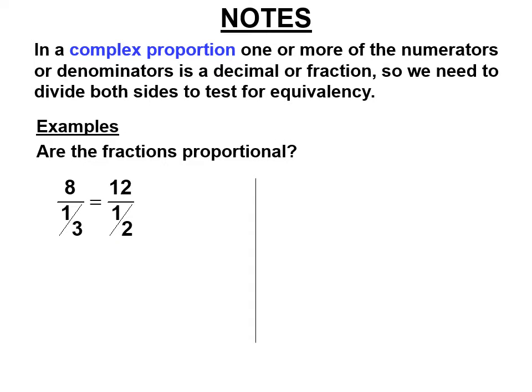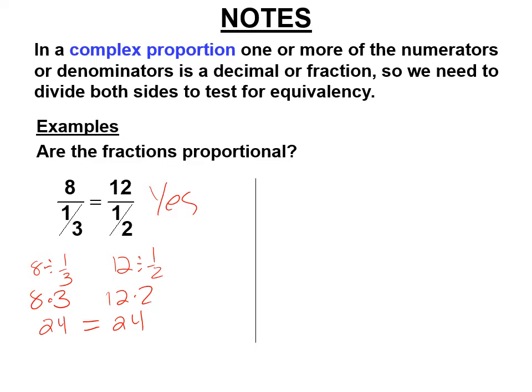So in a complex proportion, one or more of the numerators or denominators is a decimal or fraction. So we need to divide both sides to test for equivalency. Are the fractions proportional? So 8 divided by 1/3 is the same as 8 times 3, which is 24. So this simplifies to 24. The other side is 12 divided by half, which is 12 times 2, which is also 24. And so yes, they're equal. They both equal 24.